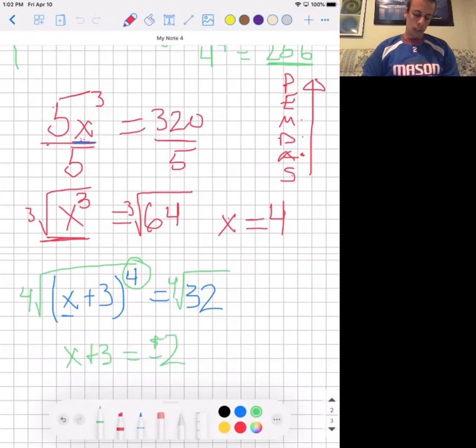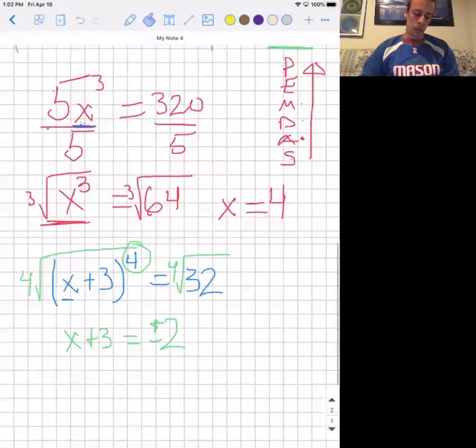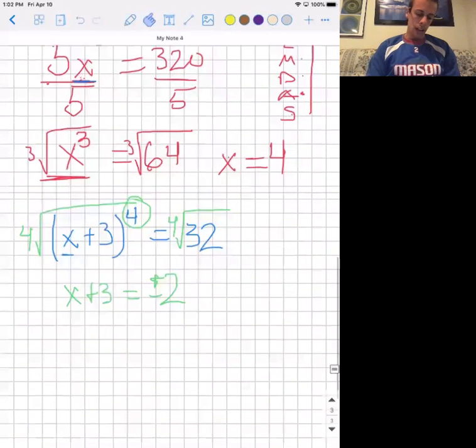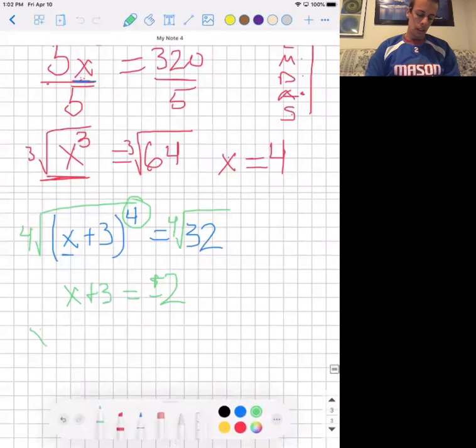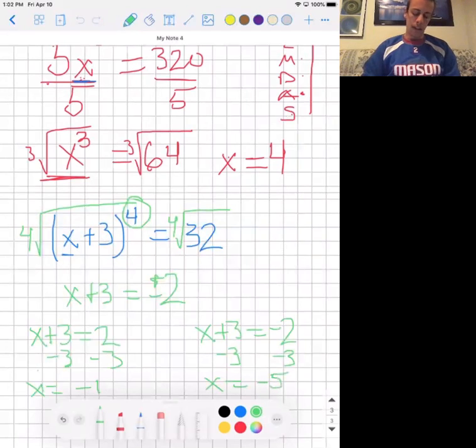So we can split this into two equations. We have x plus 3 equals positive 2, and we also have x plus 3 equals negative 2. When you subtract 3 from both sides to get x by itself, we're left with x equals -1, and we're also left with x equals -5. So there would be our two solutions.